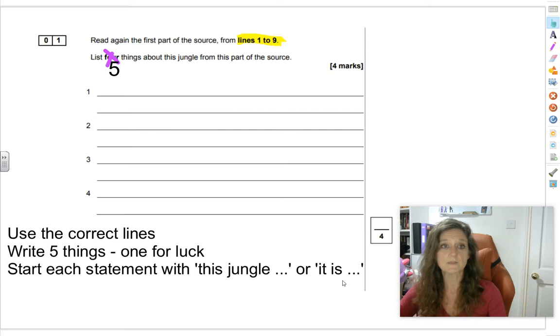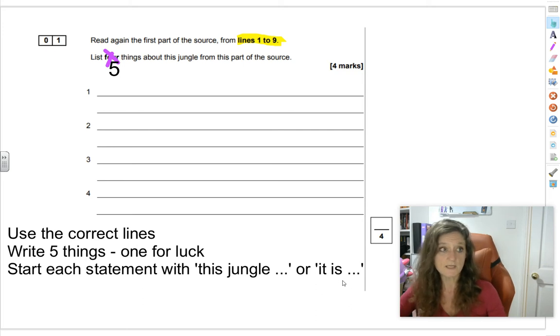Sometimes it might be something like, write down 4 things about Mr. Fisher from this part of the source. Write down 4 things Rosabelle does in this part of the source. If it's the name of a person, start each statement with Mr. Fisher marks his books. Rosabelle has an egg for breakfast. Okay, so something like that. Use the name and then you know you're answering the right question.